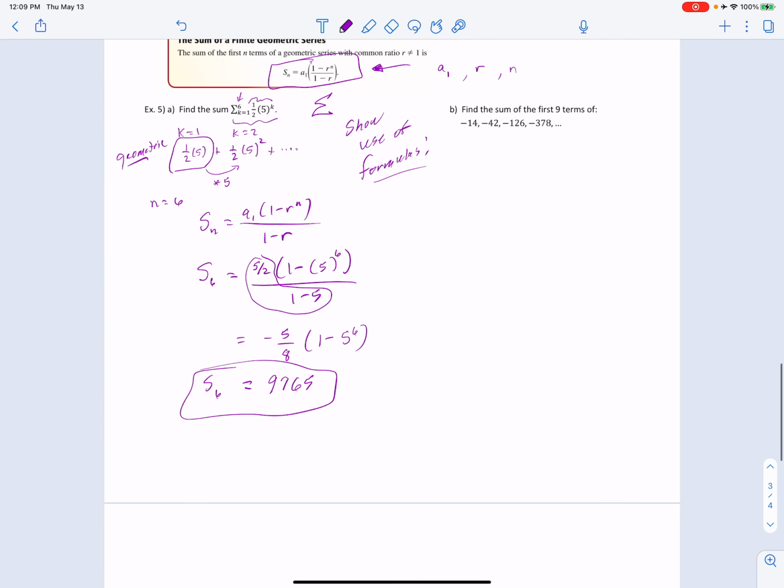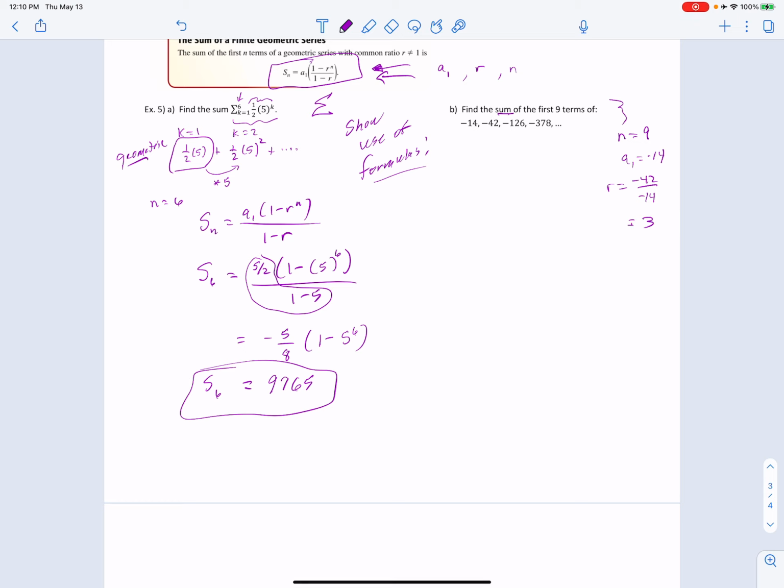So that's one way, using sigma notation, to get a sum of a specific number of terms in a geometric series. But they might give it to you this way, as they do in Part B. Find the sum of the first 9 terms. That means n is going to be 9. I want the sum of the terms, so we're going to use this series formula for the sum of a finite number of terms. What else I need is my first term. I know my first term is -14, but I need the value of r. To get r, we take the second term divided by the first. And that ends up being 3.